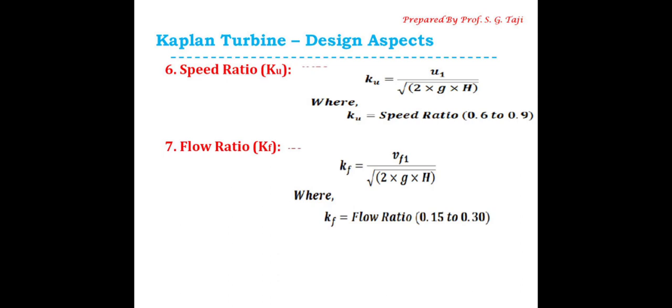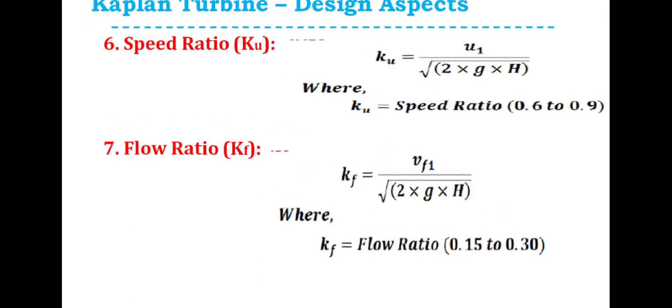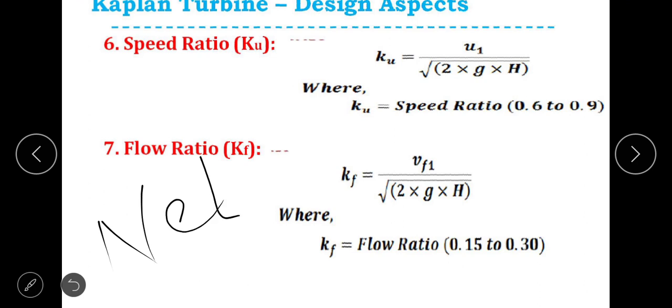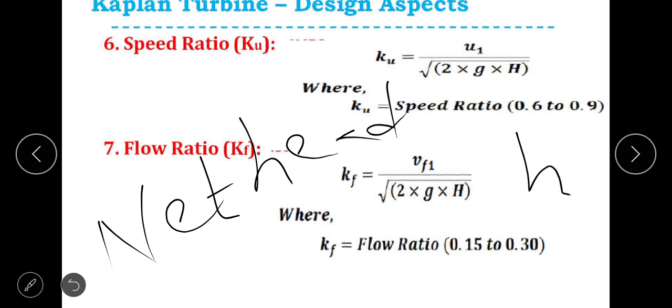Next, further continue with the design aspects. Speed ratio Ku is equal to U1 divided by under the root 2GH, where capital H is the net head available. Net head, you should not forget. Capital H is the net head after subtracting hf, that is loss of head due to friction.